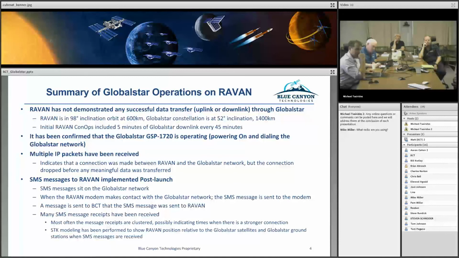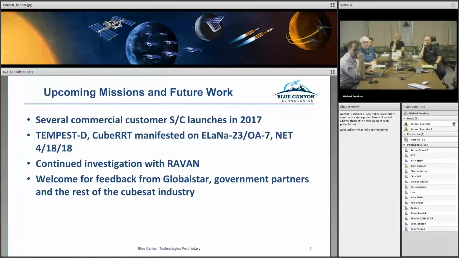So this is something where we've been taking these lessons and reworking our approach for the next set of spacecraft, particularly for these NASA-sponsored programs. The next launches are Hubert and Tempest-D.